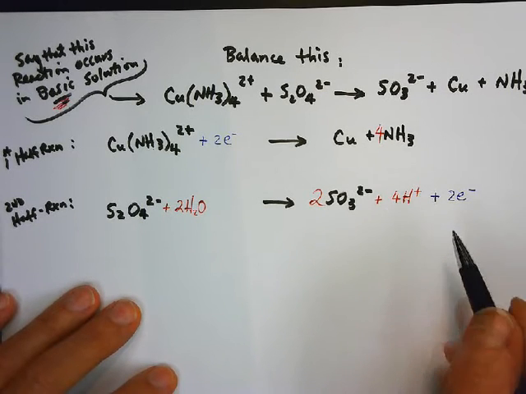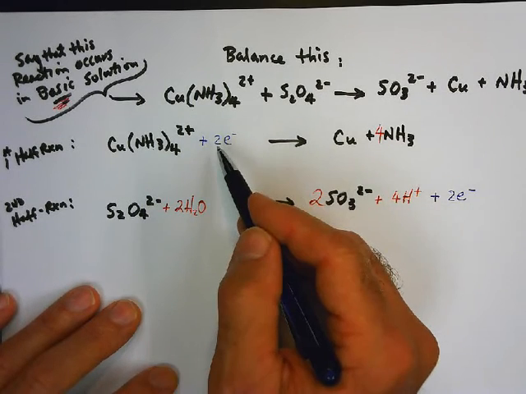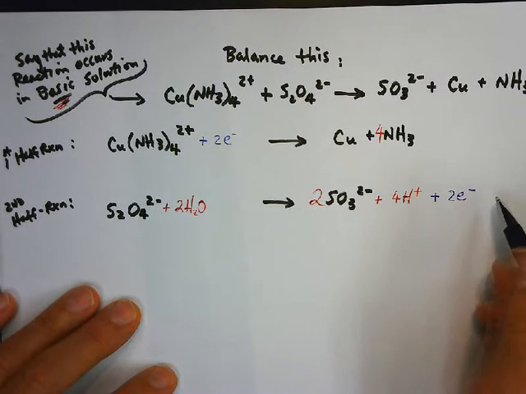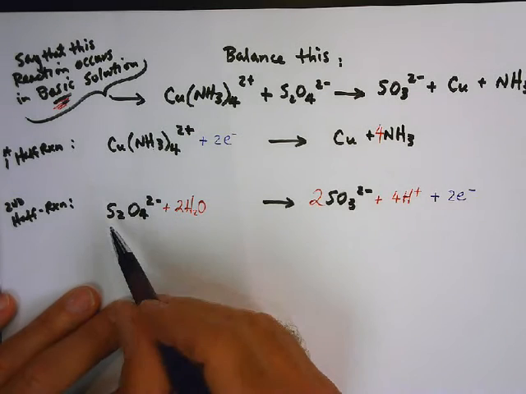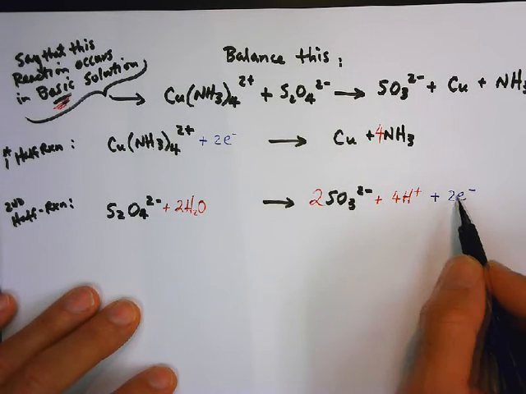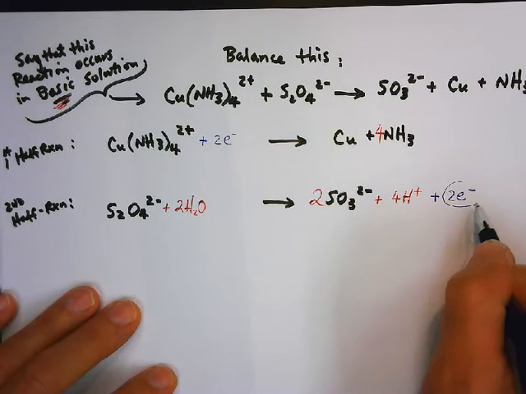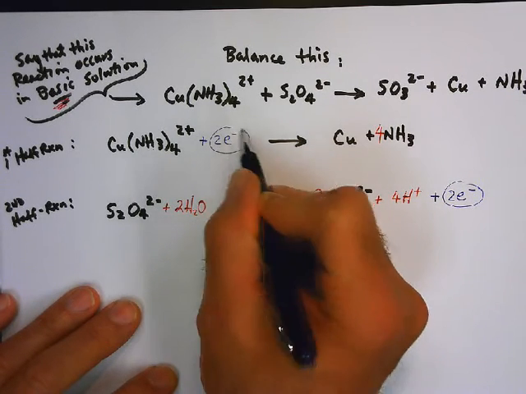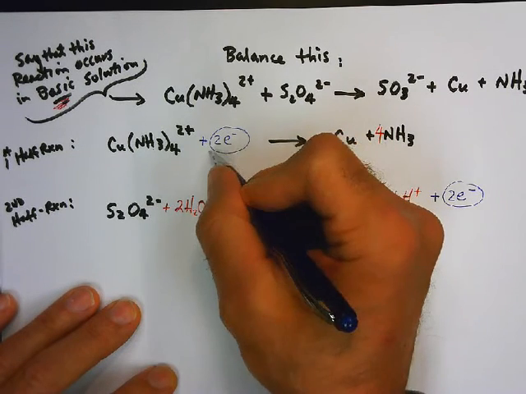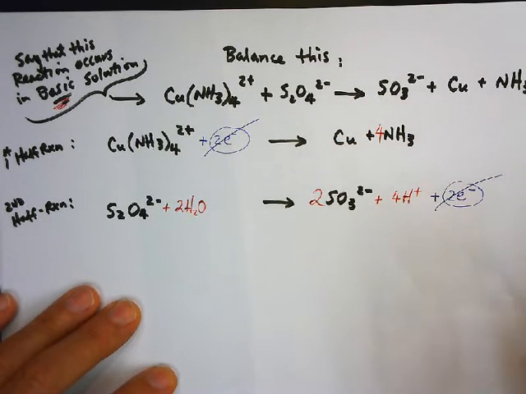Now if we look to see the electron numbers, we see there's 2 electrons up here and 2 electrons here. So we're good. We don't have to multiply one of these half reactions by some number, because the number of electrons is the same for this half reaction as for this one. So they will cancel out. I'll just do that right now instead of waiting to add them up later.